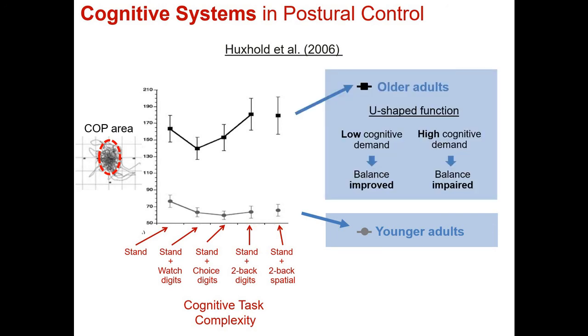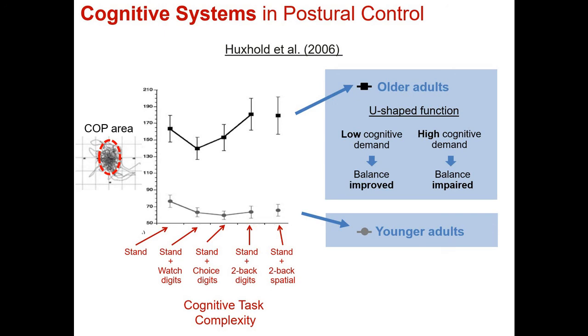Let's now focus on the data points for older adults that were found in this study. These are shown with the thick black line at the top. Here we see an exaggerated version of the pattern of results we saw for younger adults. The centre of pressure displacement magnitudes are largest when there is either no cognitive task demands or high cognitive task demands, and they're smallest when there's a moderate level of cognitive task demands.